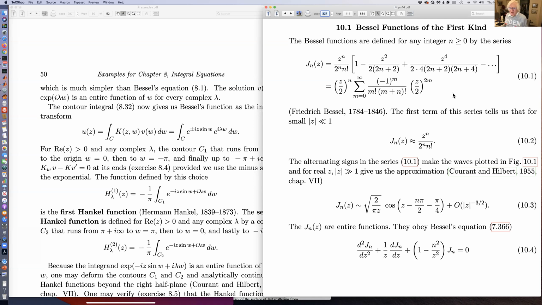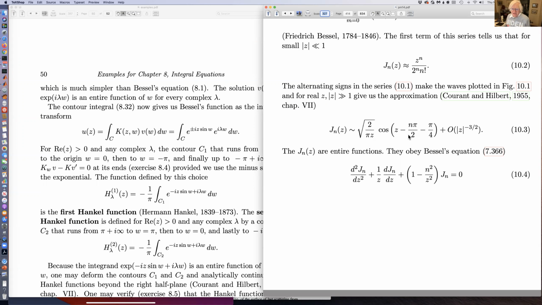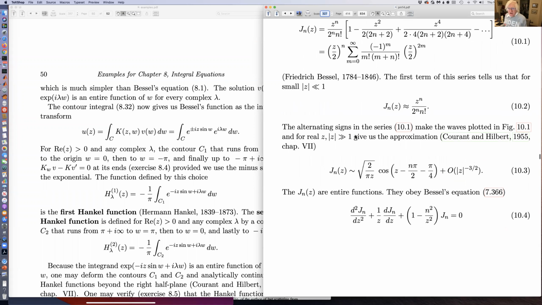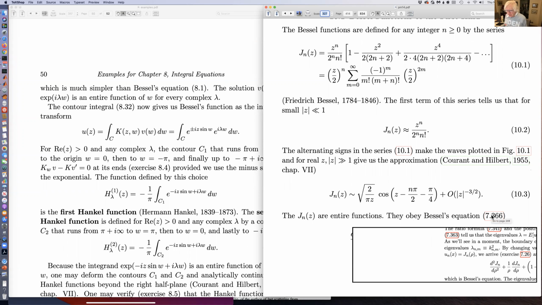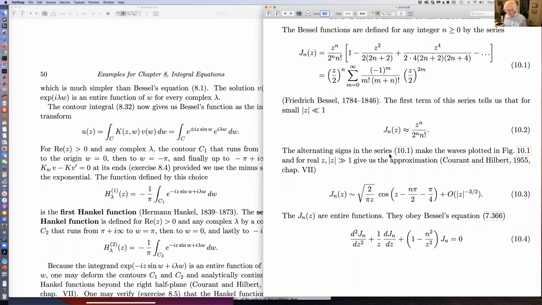the Bessel functions of the first kind have a wave-like behavior. And in fact, for large z, they are a cosine divided by a square root. As I said, they're entire functions, and they obey Bessel's equation, which we saw earlier in chapter 7.